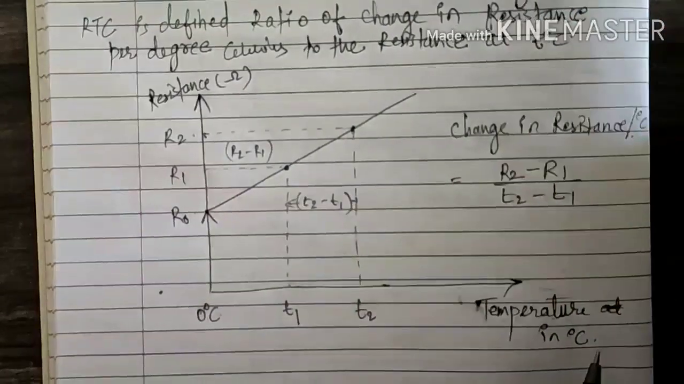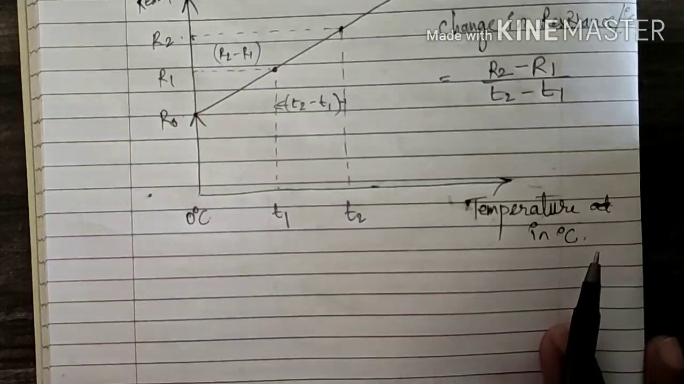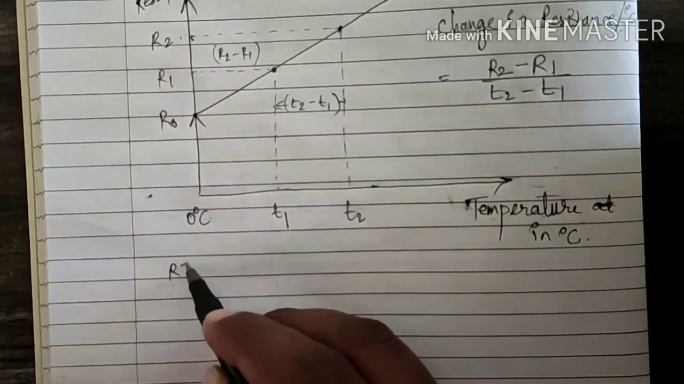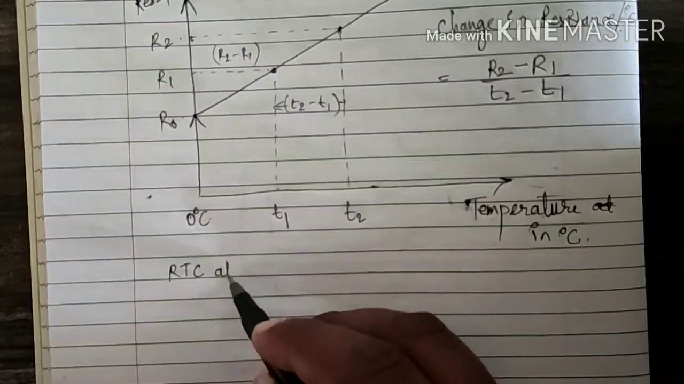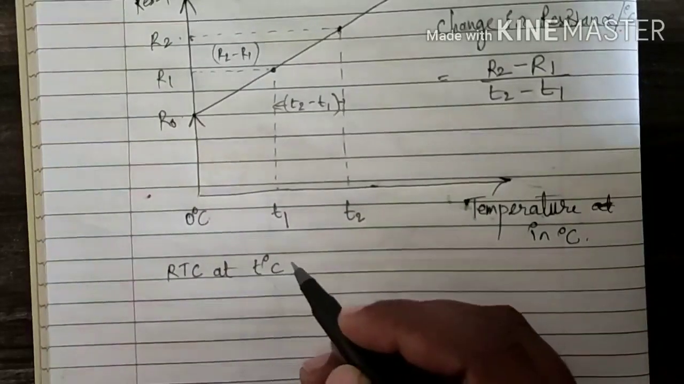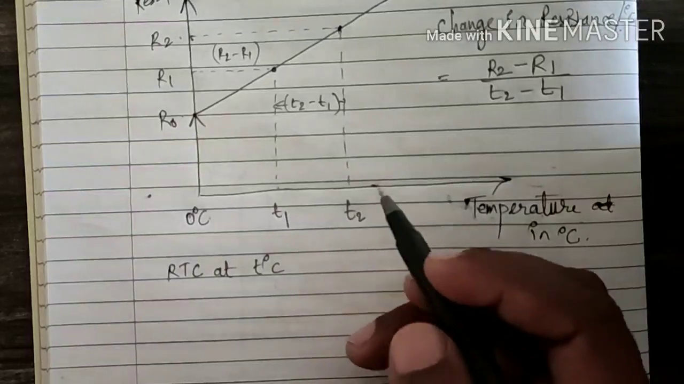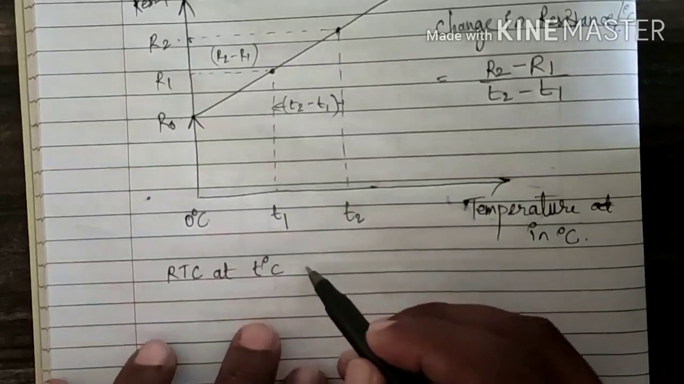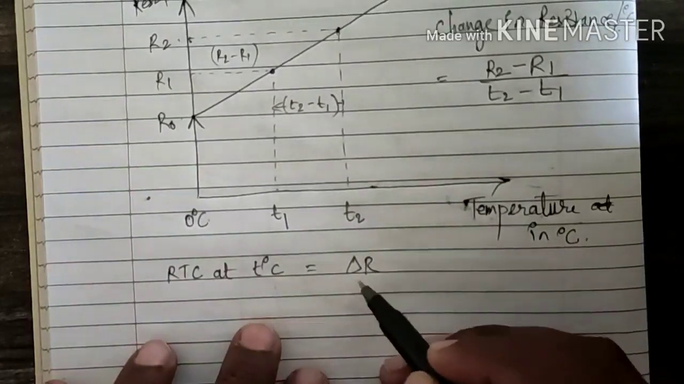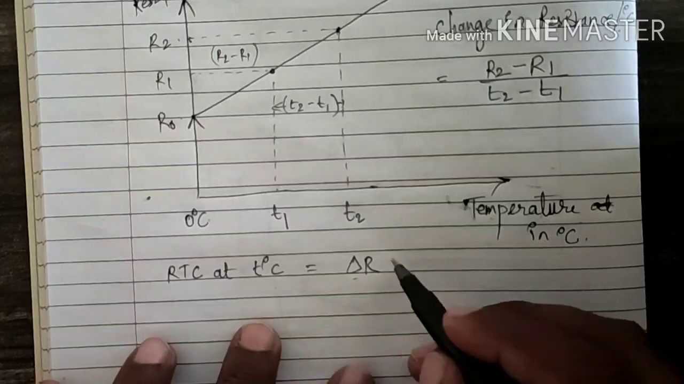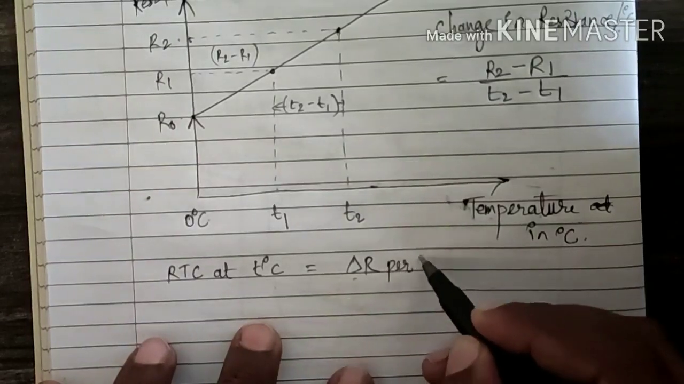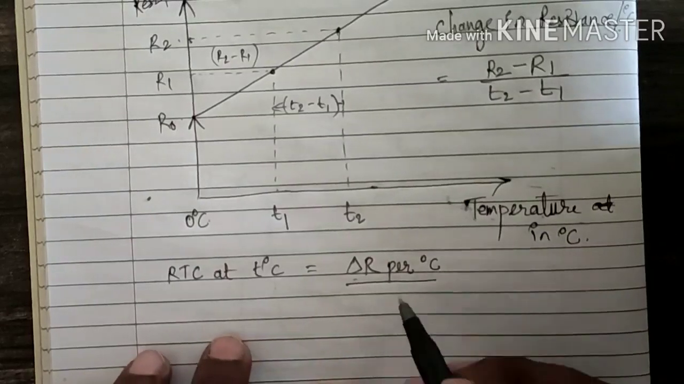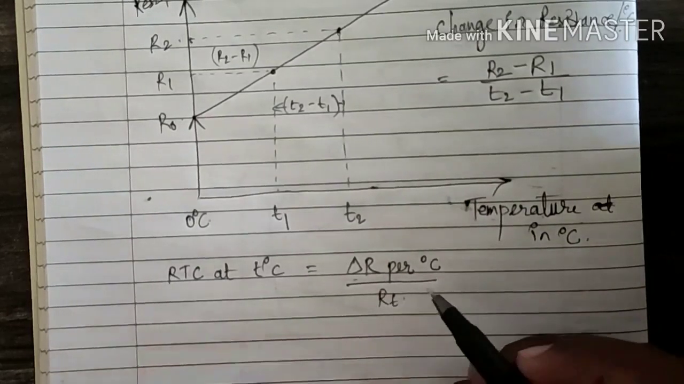Now we will look at a derivation of it. According to this graph, let's suppose RTC at T degree Celsius, where T is any temperature, is denoted by delta R, which represents the change in the resistance per degree Celsius, upon R_T.